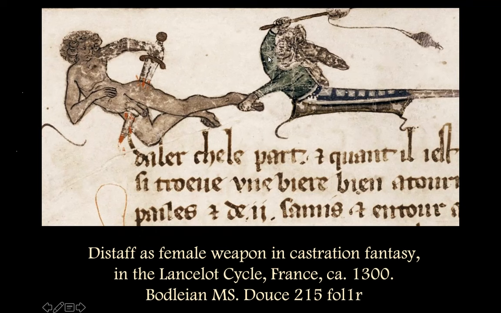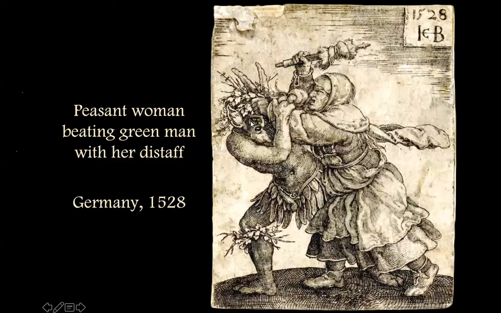Part of her is shape-shifted into a serpent, but she is making this man castrate himself, and he's actually putting his sword in through the anus. So there's a whole idea of homosexual sex also written into here. Look at the date on that. So this continues on for several hundred years. And you've got the peasant woman beating up on the green man here, very phallic figure in this piece. And, you know, the anger of women is something that's highlighted in this art.